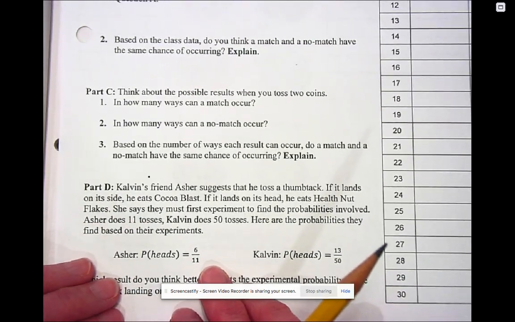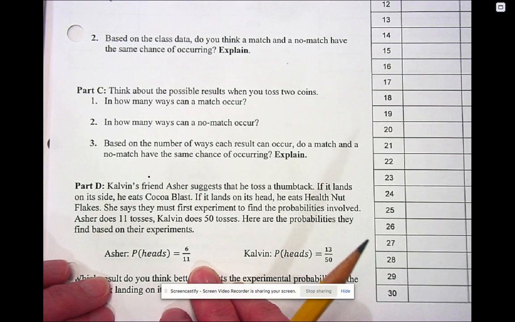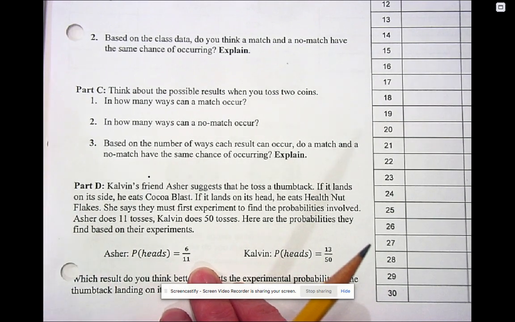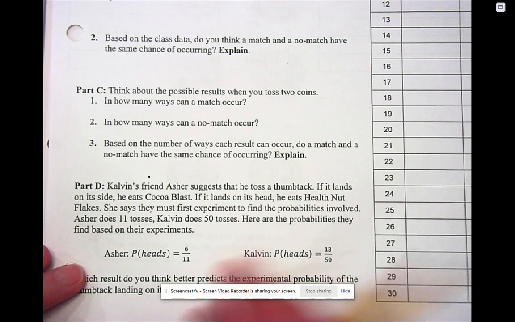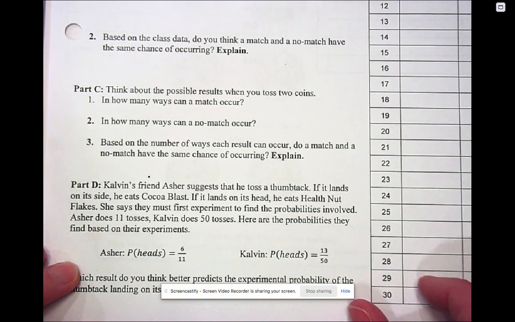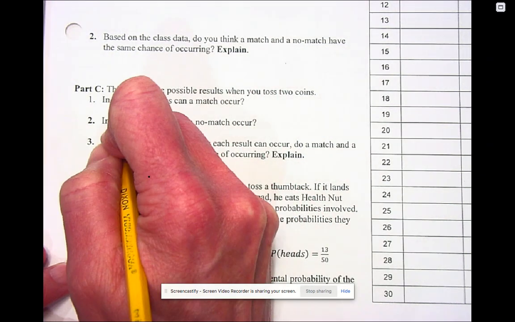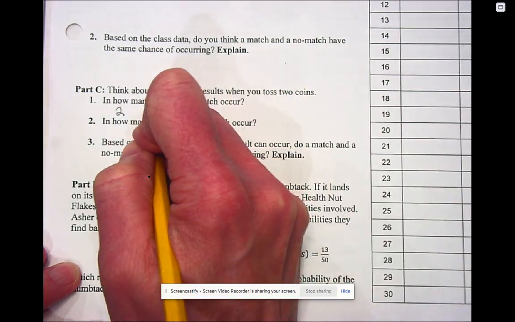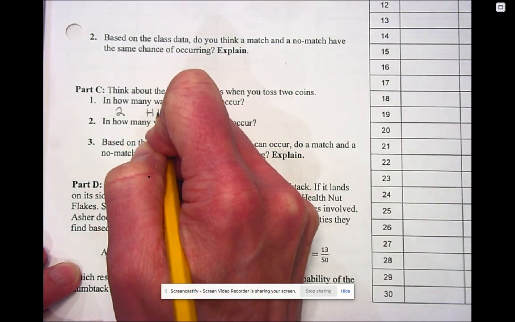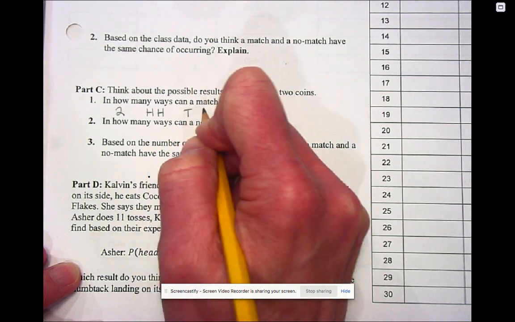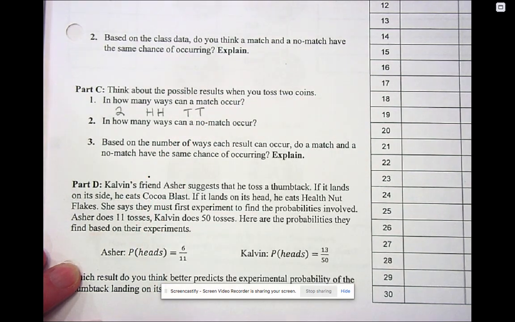Okay, think about the possible results that occur when you toss two coins, and how many ways can a match occur? How many possible ways can a match occur? Did you say two? You can either get two heads or two tails. How many ways can a no match occur?